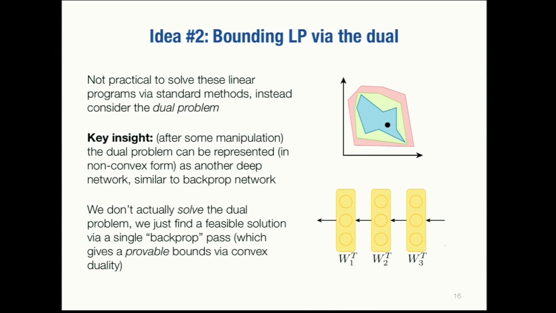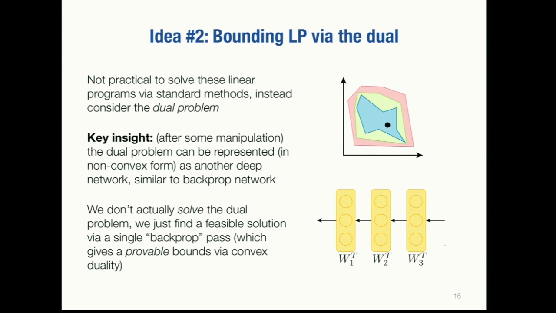But what's really cool here, and I was really excited when we found this, is the key insight that after some manipulation, you can actually write the dual LP in the form of another deep network, which I'll mention again on the next slide. That's the very surprising and very interesting part. You write the LP, you write the optimality conditions for the primal, you look at the form of the dual, and the solution obeys some other deep network, which looks just like the backpropagation network to the original linear program, to the original network.